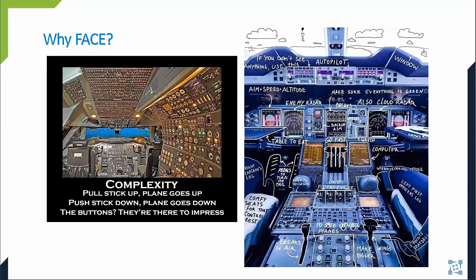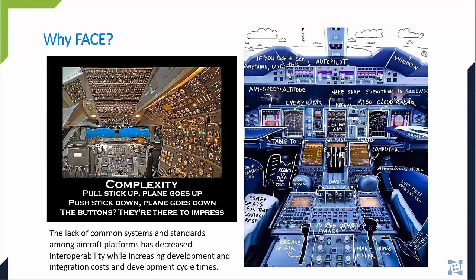Like on the right, there's a weird looking mouse button or a label there, but there are also things like enemy radar to see other planes, cloud radar. It's actually very, very useful that it's explaining systems to people. And that's part of what is important.